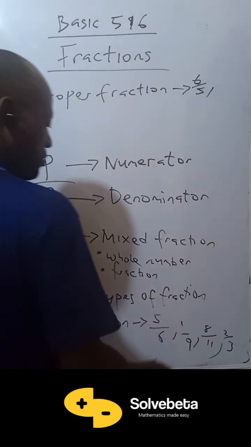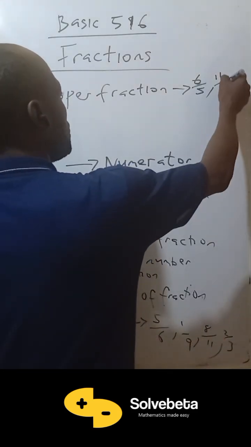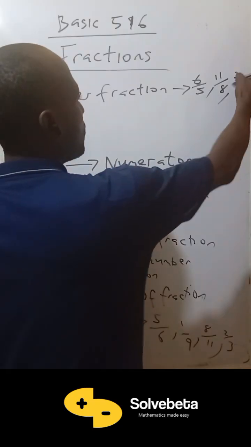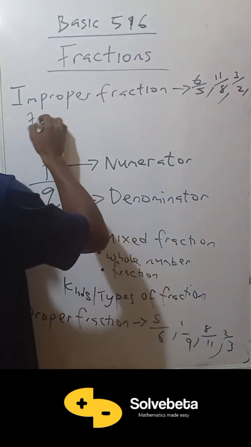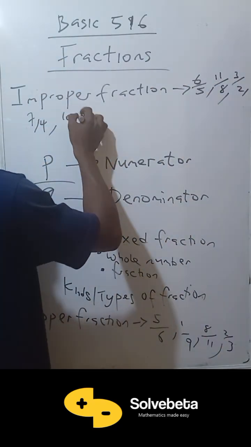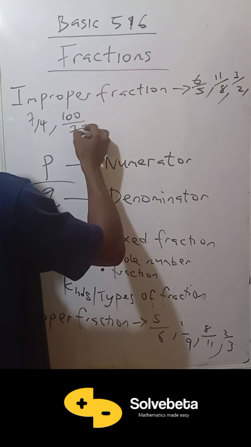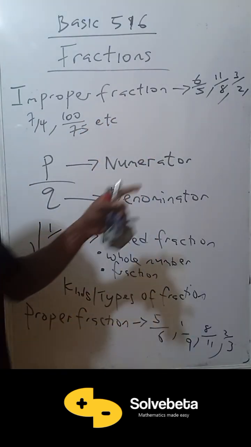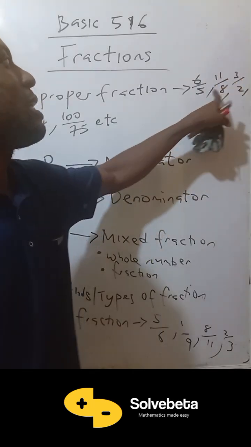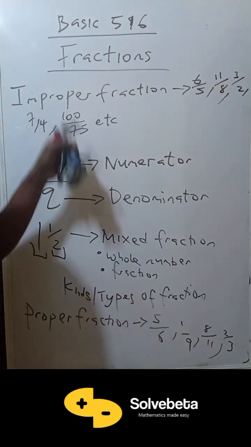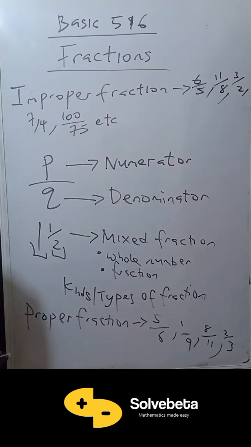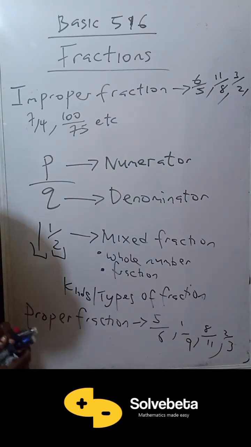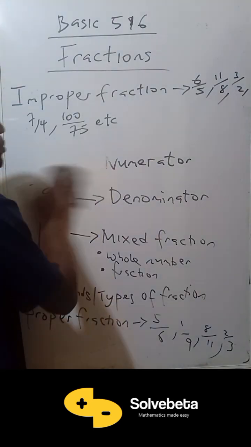Then you have 11 over 8, 3 over 2, 7 over 4, 100 over 75, and so on and so forth. Look at all of these fractions. The number above is greater than the number below. Check. That's what makes them improper fractions.